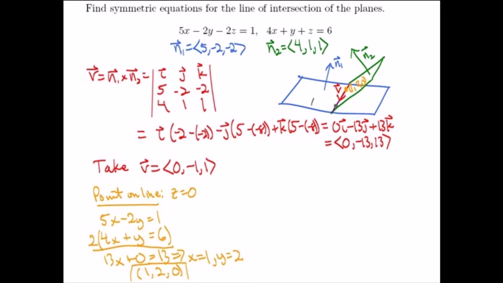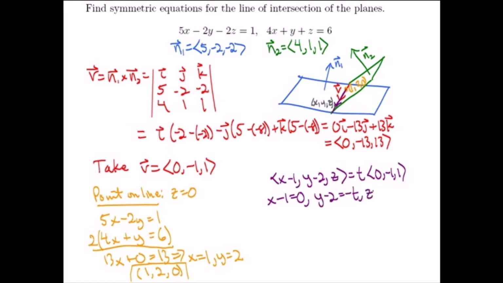Let's pick some point that's on our line x, y, z. Form a vector from the point we know is on our line to that point we want to be on our line. And then if we take that vector, which is x minus 1, y minus 2, z minus 0, or just z, that has to be parallel to a direction vector, which I'll use this second v, 0, negative 1, 1. This will give us our parametric equations. X minus 1 is equal to t times 0, or just 0. Y minus 2 is equal to negative t, and z is equal to t.